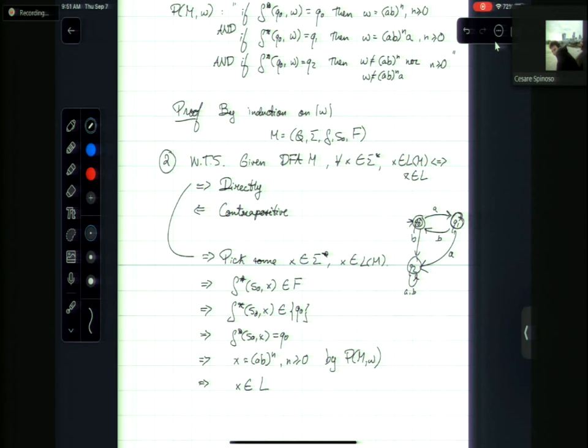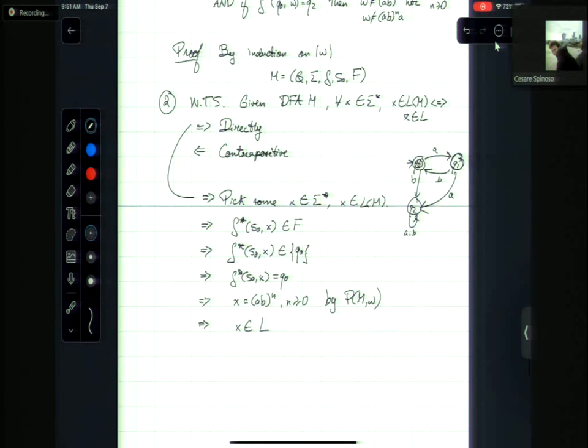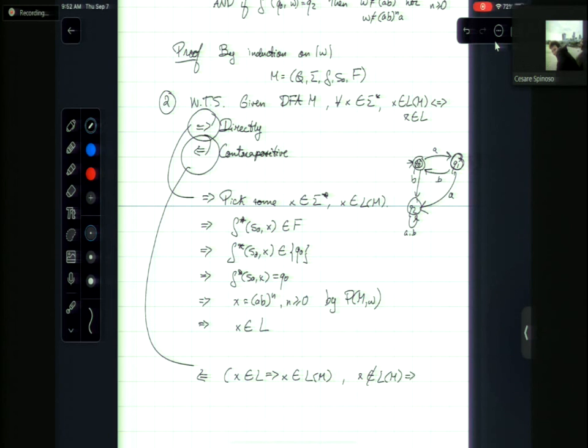Okay, good. So now I need to show the other direction. I showed this direction, now I need to show this direction. To do that, like I said, I'm going to use the contrapositive. What I'm trying to show is if X is in L then X is in L of M. But instead, I'm going to use the contrapositive, which is logically equivalent: if X is not in L of M, then X is not in L. So this is what I'm actually going to try to prove.